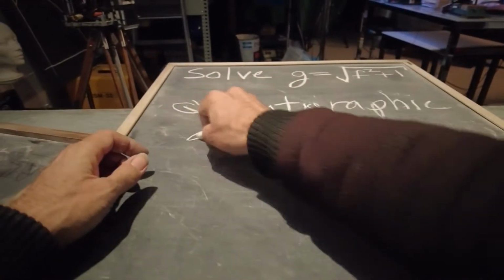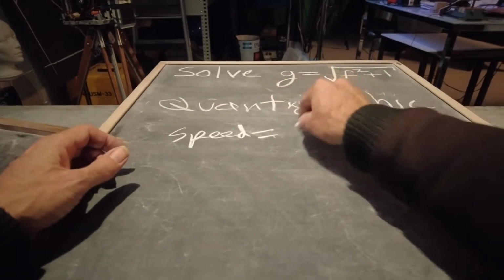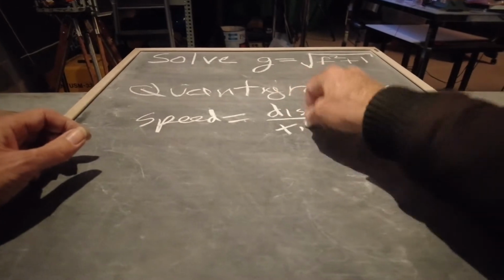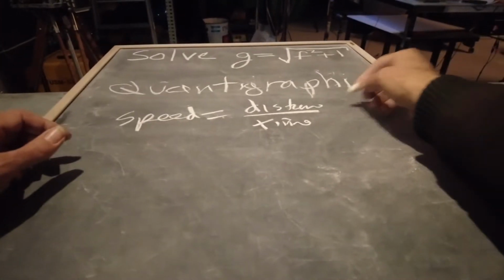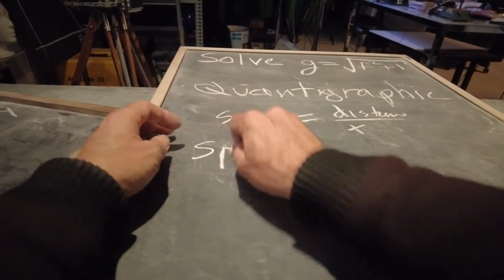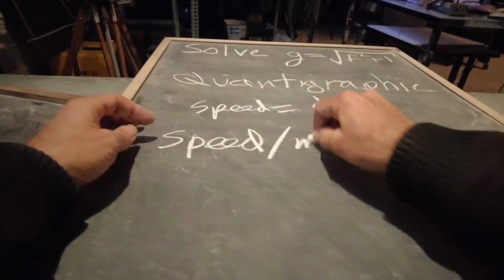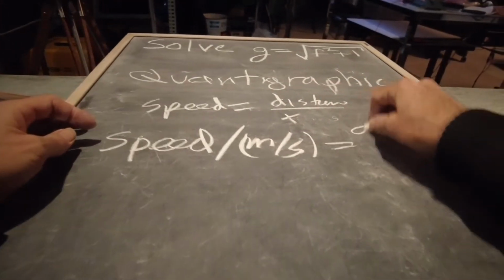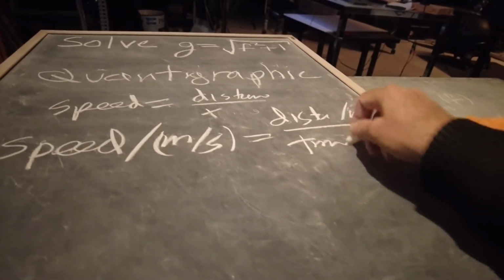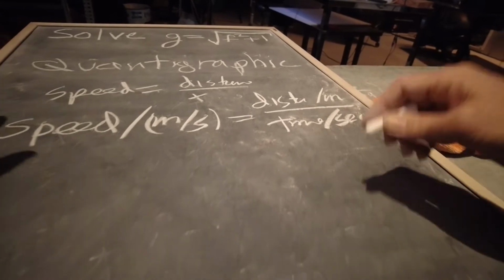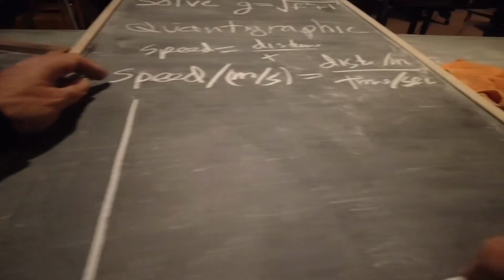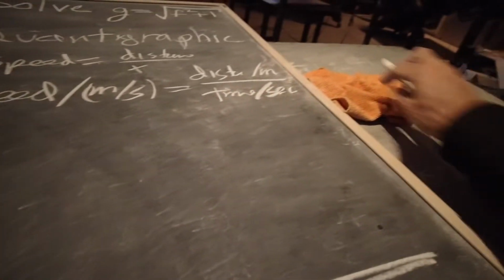And if we were to draw a graph, speed equals distance divided by time, meters per second. So a more right way to say that, in terms of units, is speed divided by meters per second equals distance divided by meters over time divided by seconds. And then we can get that into quantigraph theory and say, let's say the slope is the speed.